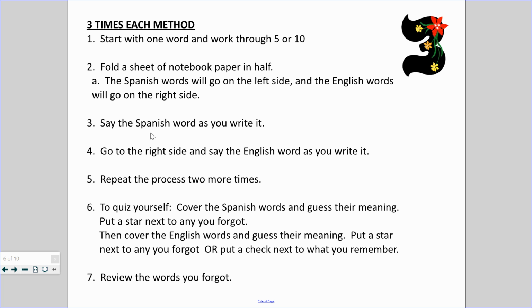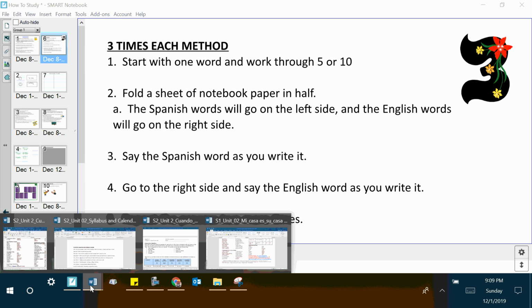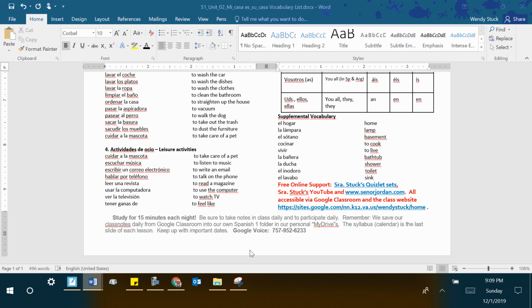You want to make sure you say the Spanish word as you write it. So you're seeing the word, you're saying the word, and you're writing it. It's visual, auditory, and kinesthetic. Then you go to the right side, and you say the English word as you write it. You want to repeat this process 2 more times. So I guess I need a vocabulary list first. Let me grab my vocabulary list.